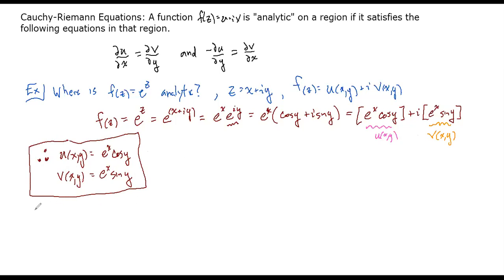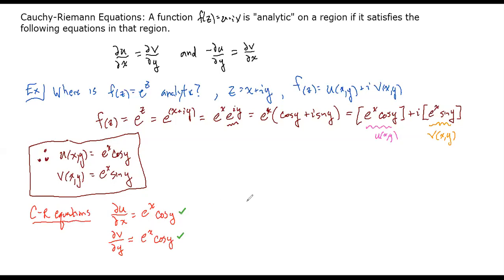Okay. So now we can use the Cauchy-Riemann equations. And I can look at du dx, and du dx is e to the x cosine of y. And I can look at partial v with respect to y. And partial v with respect to y is e to the x cosine of y. So we do have something interesting to integrate there. And these two things are equal.